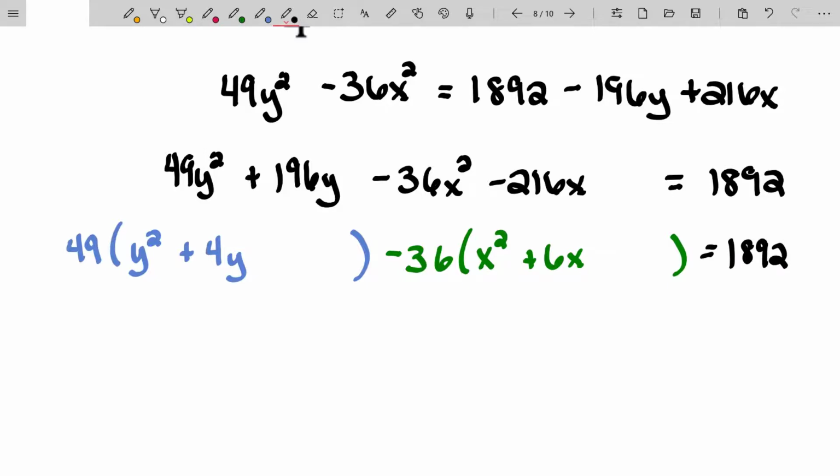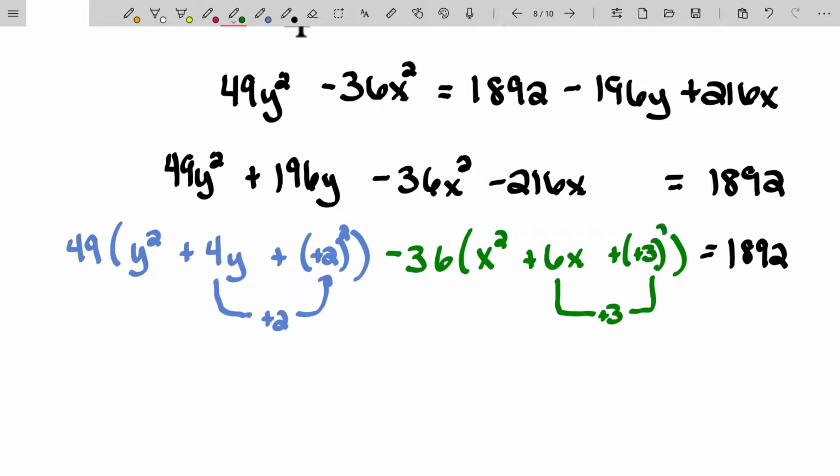Now what do we do? Well, you should be very familiar with completing the square. In blue there, I'll take half of that 4, which is 2, and I'm going to square it. So add that positive 2 being squared. That's how you complete the square. In green, I'm going to take half of that 6, which is a positive 3, and I'll put it right here, and I'm going to square it. So plus a positive 3 being squared.